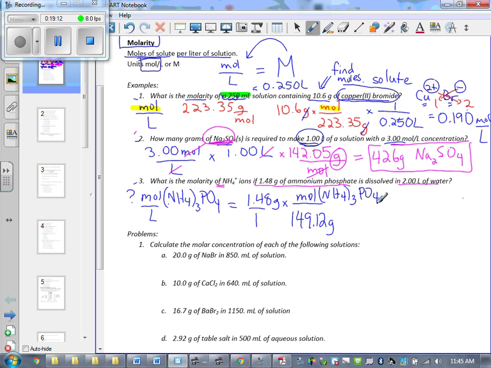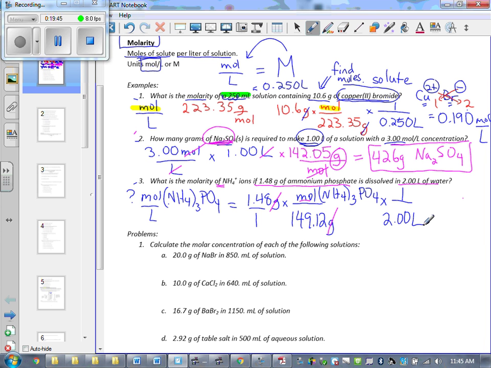So following our units, we've got grams canceling out. We've got moles in the numerator. What do we want in the denominator? We want liters. So divide by 2 liters. Do we know how many liters we have? So we are going to divide by 2 liters. So these are the moles per liter of ammonium phosphate.